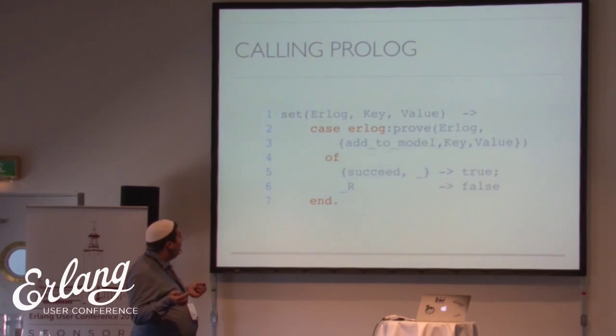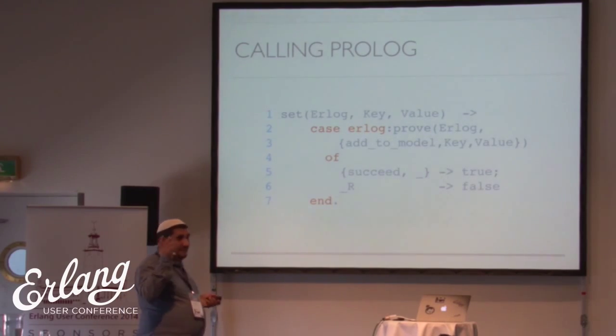So here's set. And again, we just pass ERLOG in, key and value. And then basically do an ERLOG prove, which is the ERLOG API call. Add to model, key value, and this just calls that function. And then we do succeed true, anything else false. And then the false will cause the test to fail. Now add to model should always work. Basically, we're just asserting that the new value for a given key is X. If for some reason that doesn't work, we want to fail the test right away.